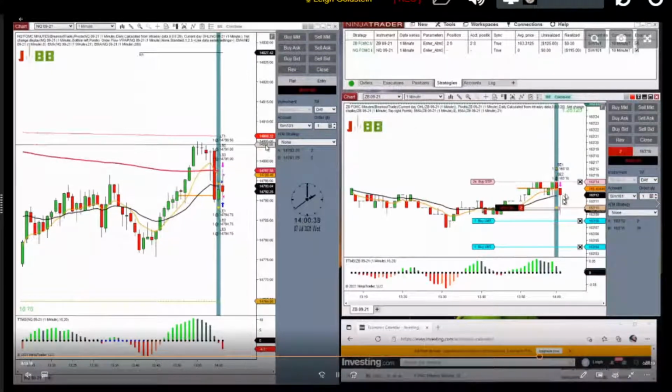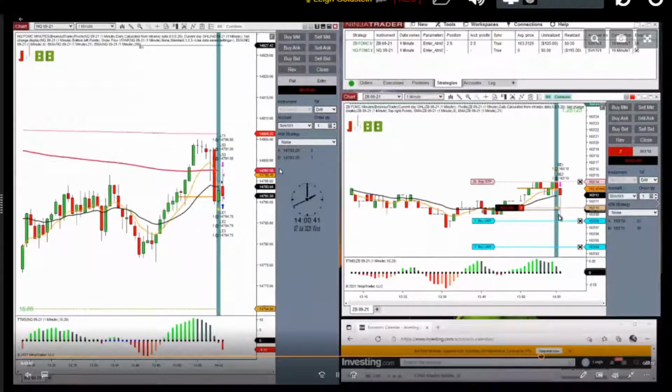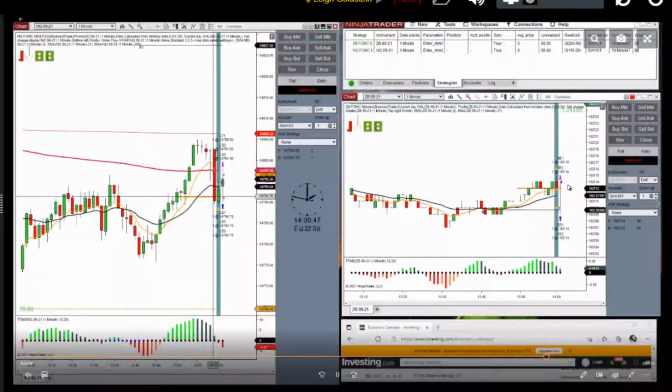The bonds filled, and then they just reversed and stopped you out and just really didn't give you a good trade.